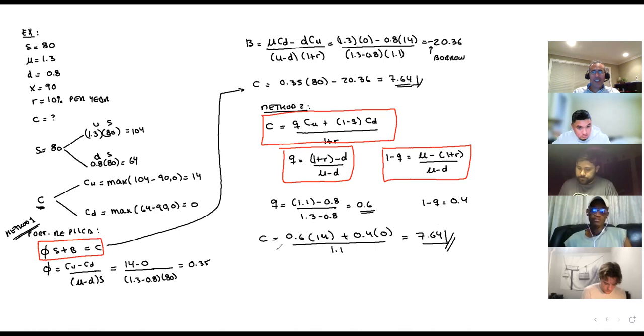So please remember, we are going to use method two. Method one we don't use. We use method one only for arriving to method two.